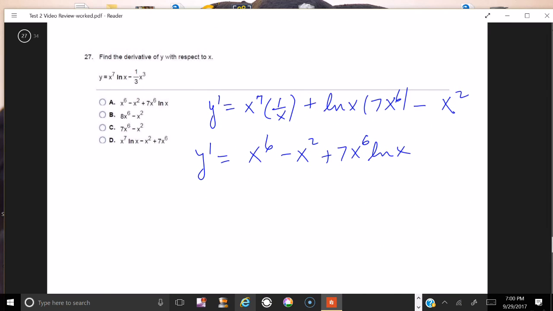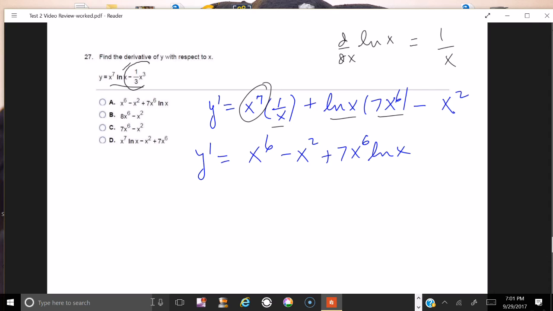Here we want to find the derivative of y with respect to x, and we have a natural logarithm function. You might remember that d/dx of ln of x is 1 over x. So now let's do this. We have a product here, so it's the first times the derivative of the second, the derivative of ln of x is 1 over x, plus the second, which is ln of x, times the derivative of the first, which is 7x to the 6.